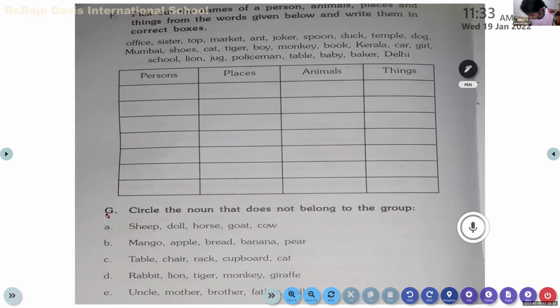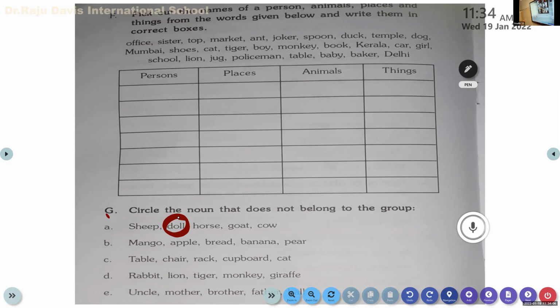House. Horse. Goat. Cow. Come on, identify the noun. All are nouns, my dear children, that you have to know. All are nouns, but which noun does not belong to the group? Come on, tell me. Doll. Doll. Very good. Why is that so, Elhena? Why doll? All the others are? Things. No, doll is a thing and all the others are animals.